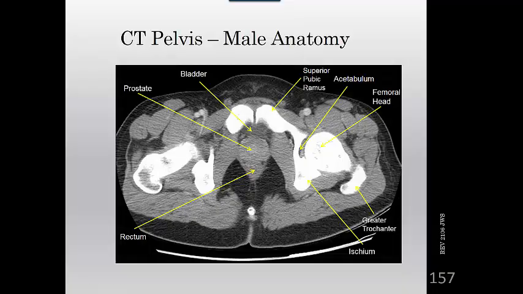All right, some more male anatomy. Here's the prostate down low, below the bladder, posterior to the symphysis pubis, and then anterior to the rectum, which is coming here. There's the coccyx, the ischium, the greater trochanter, the femoral head, and then the acetabulum, of course, right here. Superior pubic ramus.